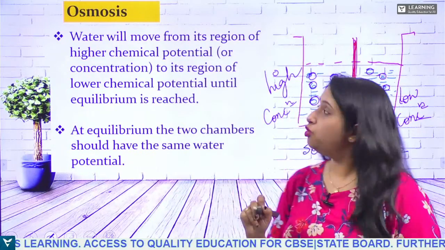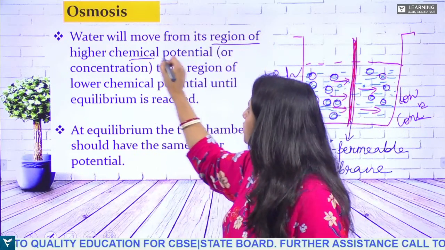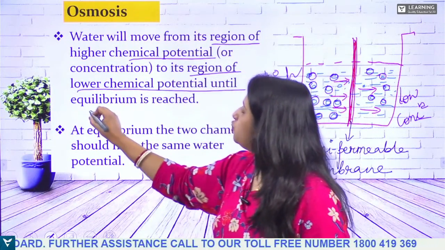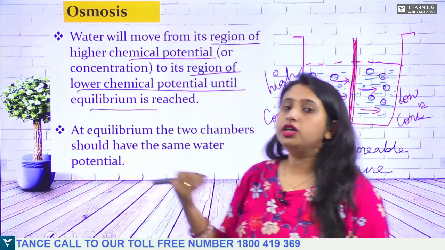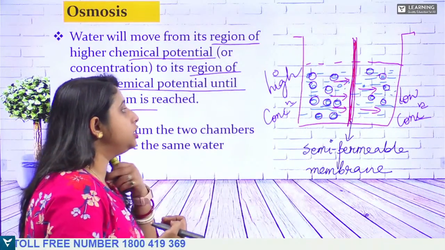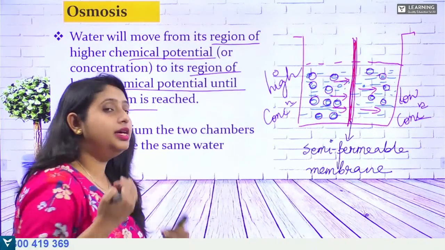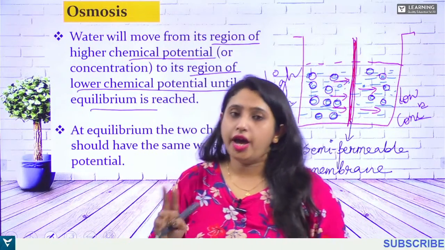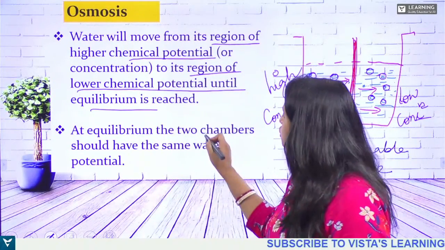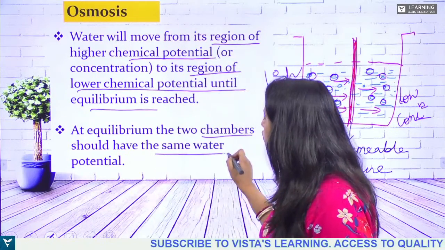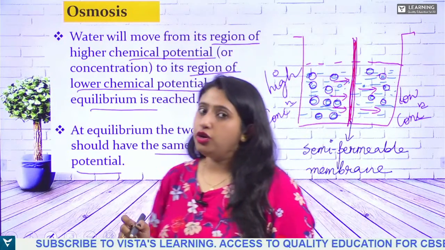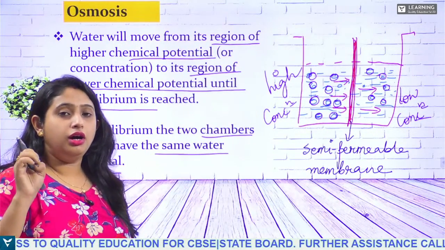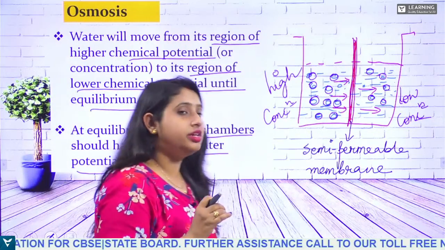So water will move from its region of higher chemical potential to its region of lower chemical potential to maintain equilibrium. It will continue to move from the higher potential to the lower potential until equilibrium is maintained, that is, until equality is achieved. Clear? So at equilibrium, the two chambers should have the same water potential. It will keep moving from this chamber to this chamber until equality is achieved, that is, equilibrium is obtained.